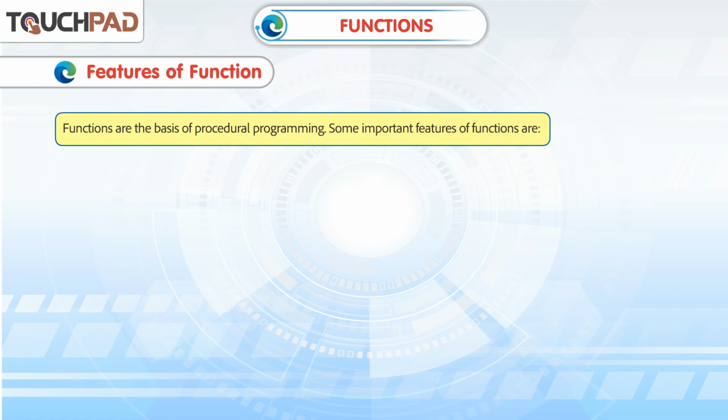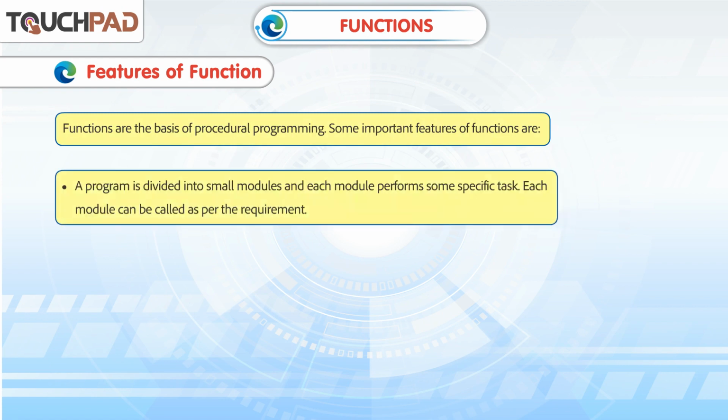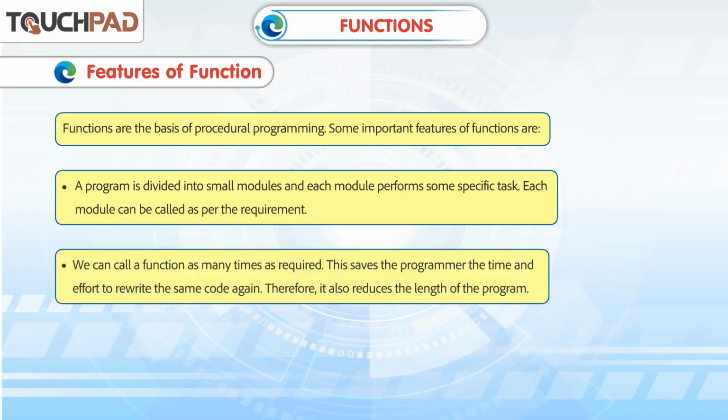Some important features of functions are: a program is divided into small modules and each module performs some specific task. Each module can be called as per the requirement. We can call a function as many times as required. This saves the programmer the time and effort to rewrite the same code again. Therefore, it also reduces the length of the program.